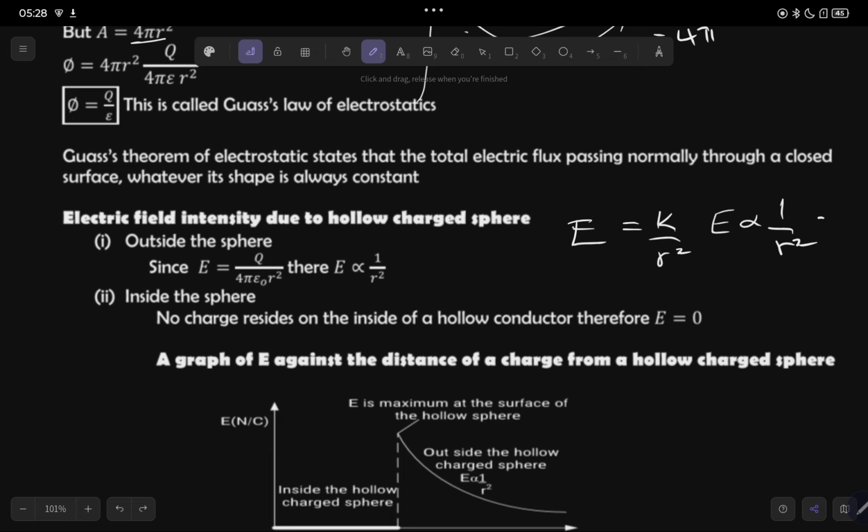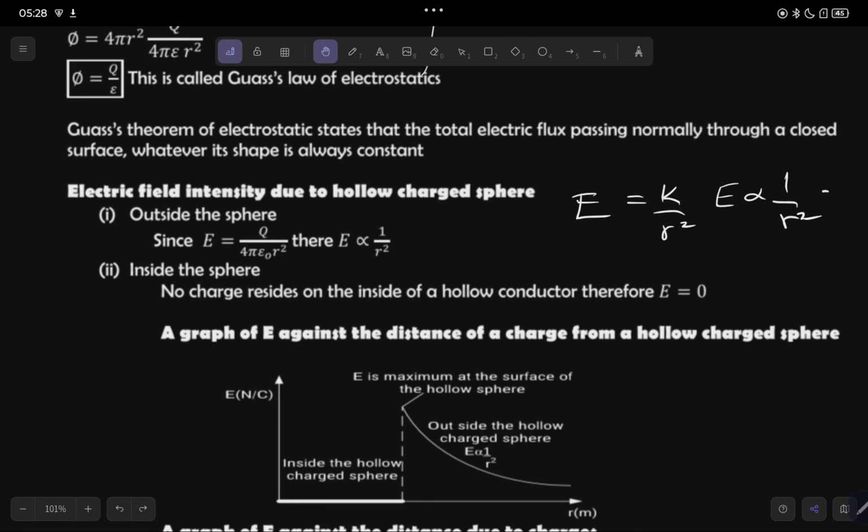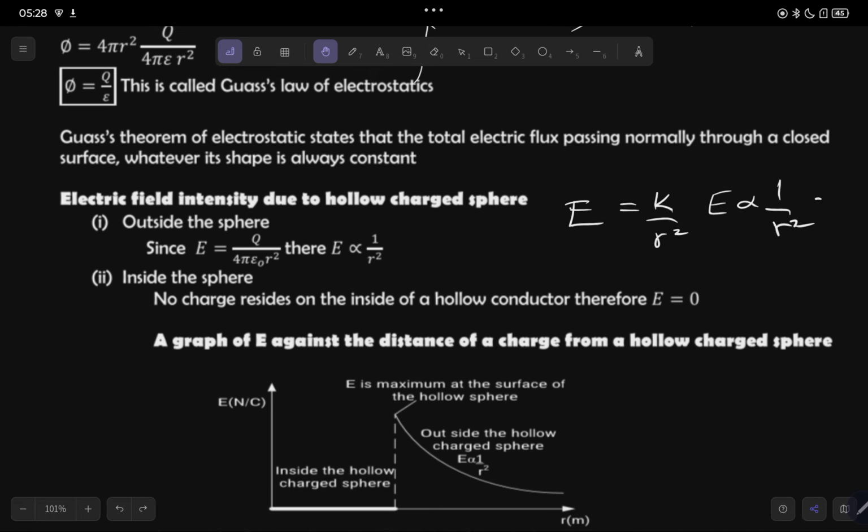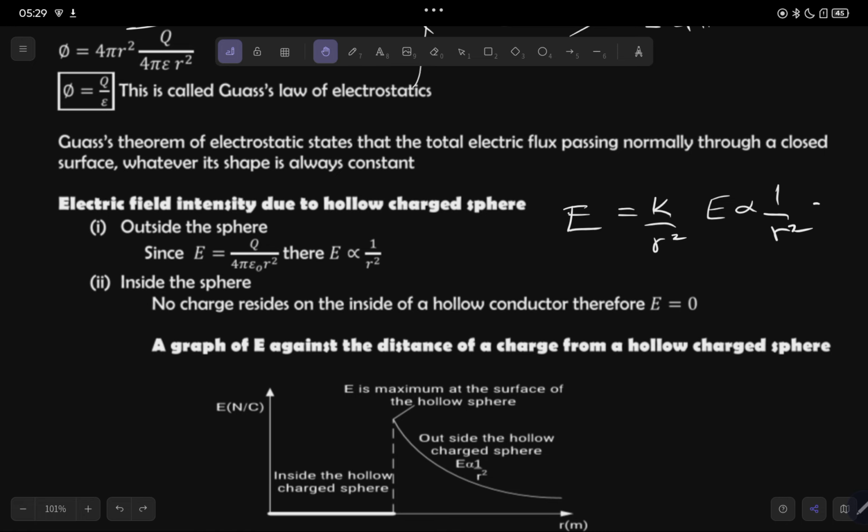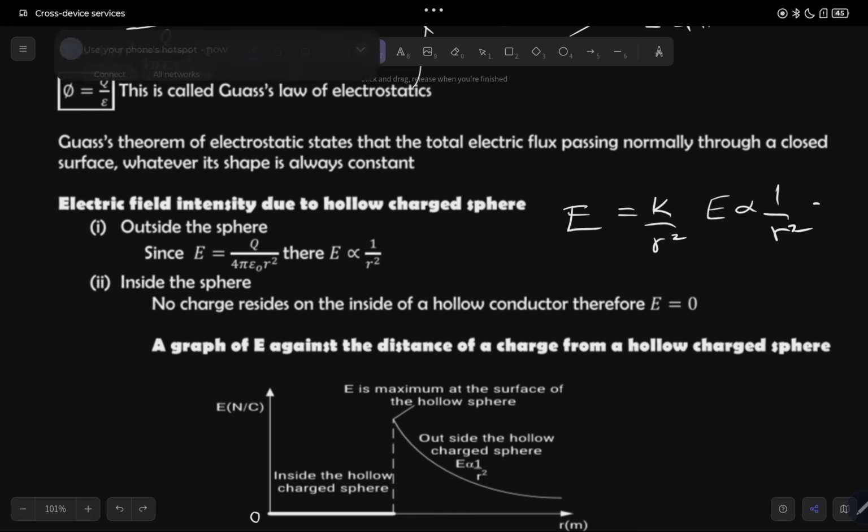So this comes to our graph here, our graph of electric field intensity against distance. Inside the sphere, electric field intensity is 0, as what you're seeing laying down at 0. But as you move out beyond the surface of the hollow charged sphere, now it is varying inversely as the square of r. So there is that abrupt rise from 0, and then it keeps on reducing because it is inversely proportional to the square of the distance from the sphere.